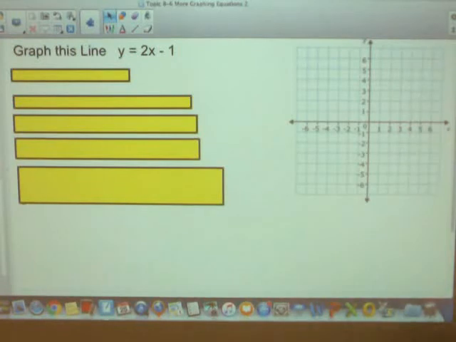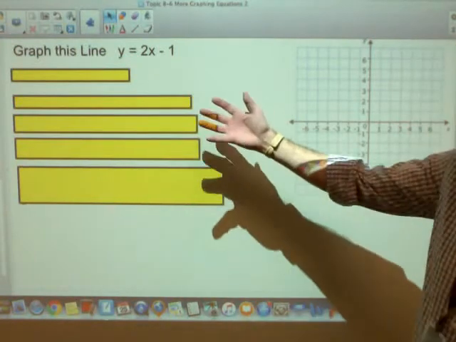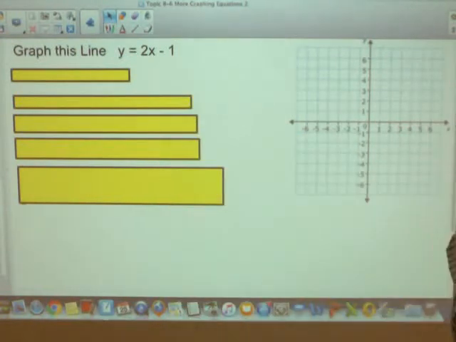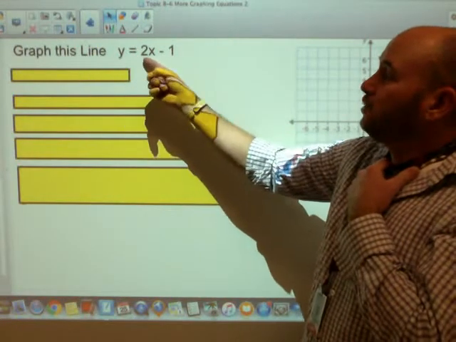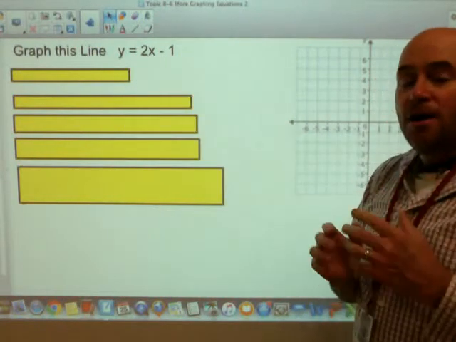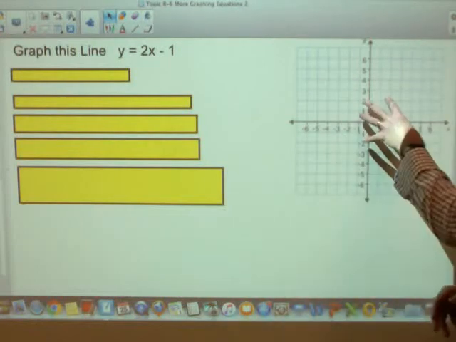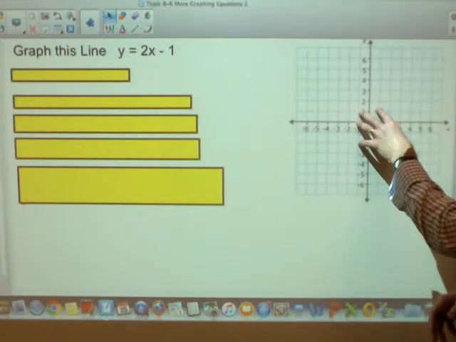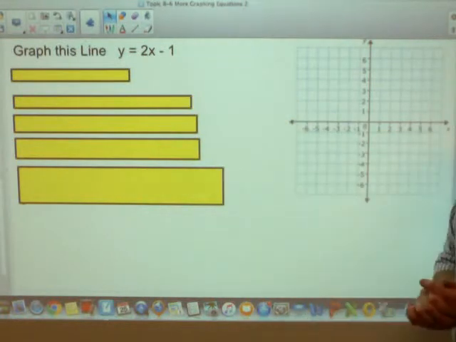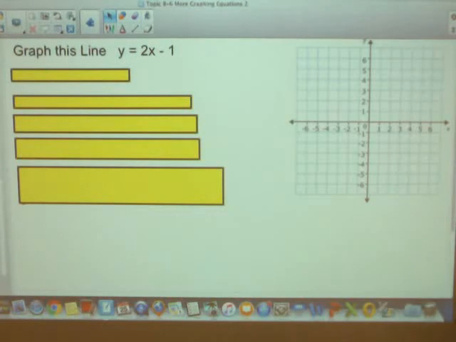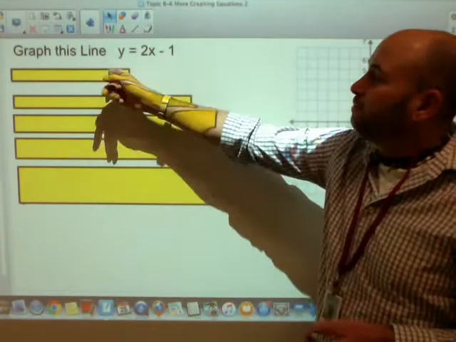Let's take a look at some of these slides right now, okay? Graph this line y = 2x minus 1. You're going to probably want to make a simple little graph, and then go ahead and see if you can graph that. Pause the video. All right, let's see how you did.